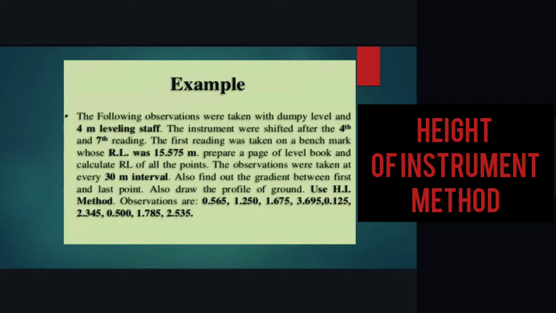Now we are going to understand the question first. The following observations were taken with dumpy level and 4-meter leveling staff. The leveling staff was 4 meter long. The instrument was shifted after the fourth and seventh reading. It means the fourth reading will be foresight and the fifth reading will be backsight. Similarly, the seventh reading will be foresight and the eighth reading, the consecutive reading, will be the backsight. The first reading was taken on a benchmark whose reduced level was 15.575 meters.